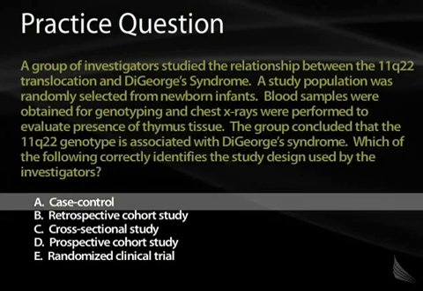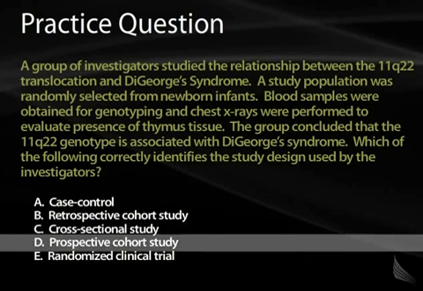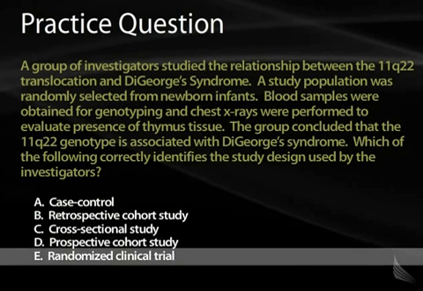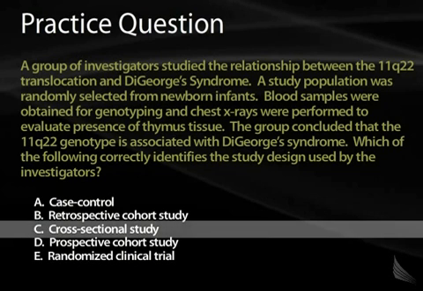The choices are A, case control; B, retrospective cohort study; C, cross-sectional study; D, prospective cohort study; or E, randomized controlled clinical trial. In this case, an exposure or risk factor was not identified. This study simply looked at the rates of particular genotypes and abnormalities assessed via chest x-ray in the population at a particular point in time. So this study would be most accurately described as a cross-sectional study because no attempt was made to correlate a risk factor with a disease outcome.